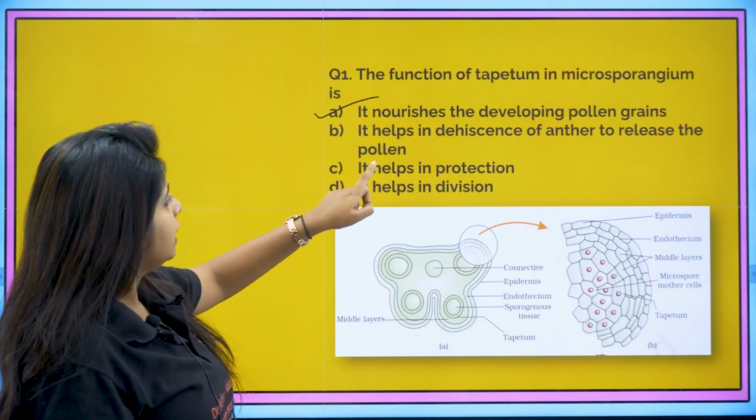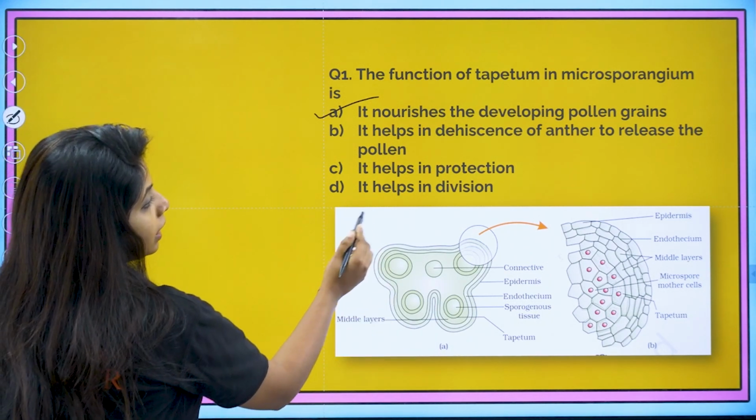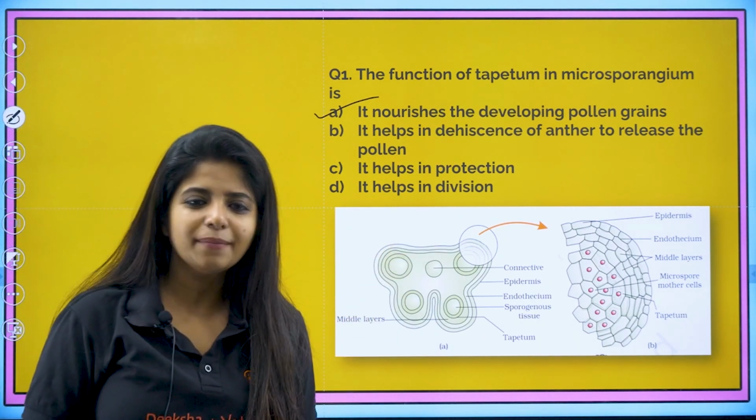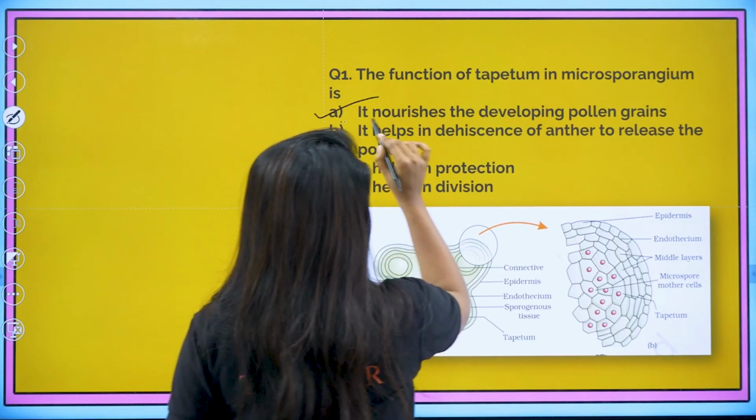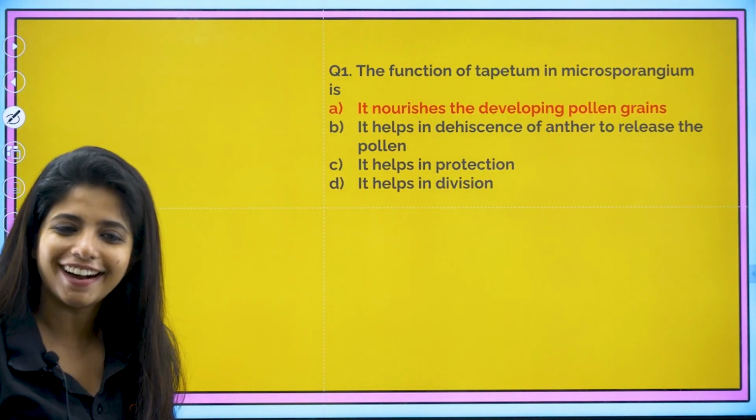Now going ahead, it helps in protection, my dear children. Again, that is a function of the outer layers. It helps in division? No, it does not help in any sort of division. So basically your answer would be, it nourishes the developing pollen grains. Hence A is your answer.